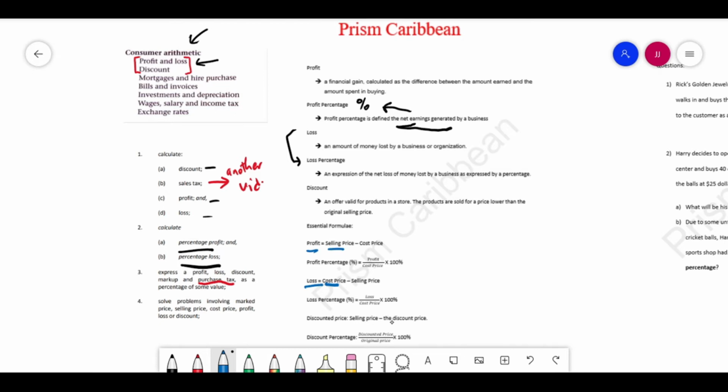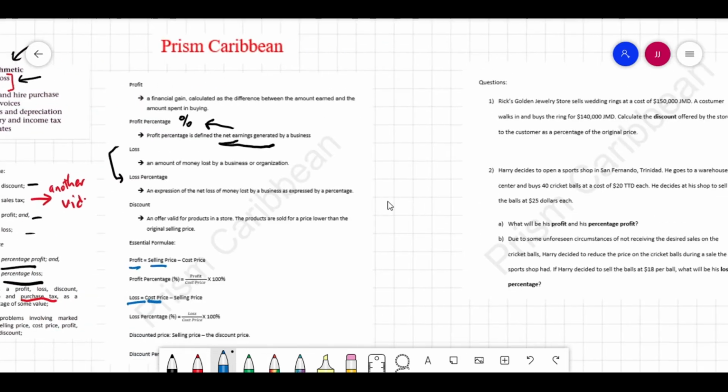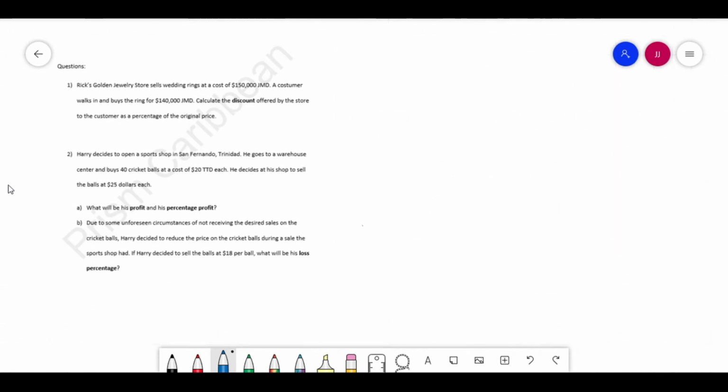So the discount percentage is the discount over the original price times 100%. So let's get to some questions. Question: Rick's Golden Jewelry Store sells wedding rings at a cost of 150,000 Jamaican dollars. A customer walks in and buys a ring for 140,000 Jamaican dollars. Calculate the discount offered by the store to the customer as a percentage of the original price.